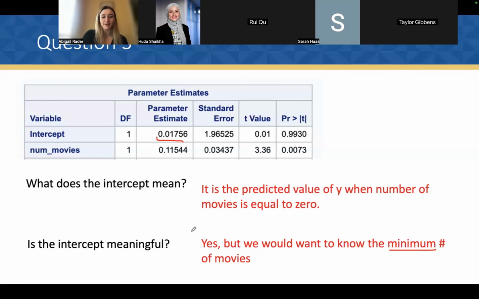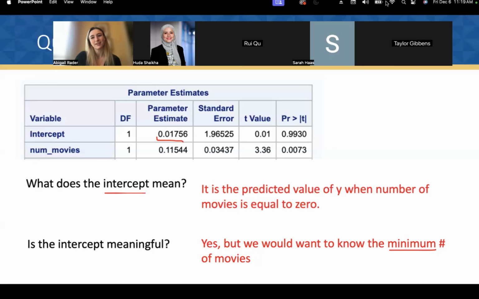Cool. I'm going to say next semester, we will not be talking about intercepts anymore at all, just because we're going to get into multivariate regression. In multivariate regression, they're almost never meaningful.